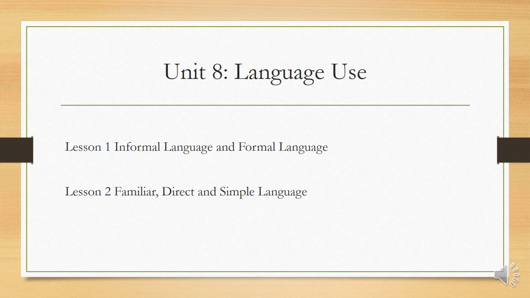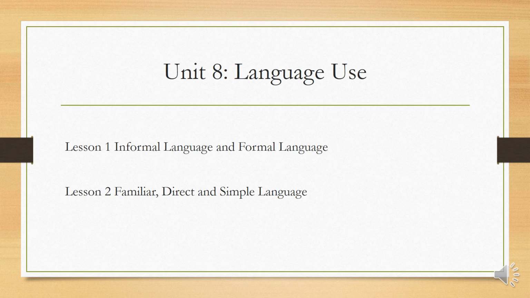Now, to wrap it up, we have discussed lesson 1, which is informal language and formal language, and lesson 2, the familiar, direct, and simple language. What is an informal language again? It is used in personal text meant for family, friends, and colleagues. When you send an email or write a message to friends and family members close to your age, this is usually the type of language you use. And a formal language is used in academic, business, and official texts. This is the language you use when writing formal correspondence and memorandums, both in school and work.